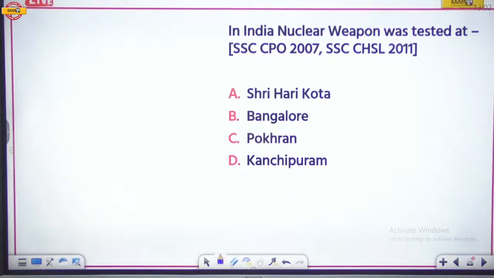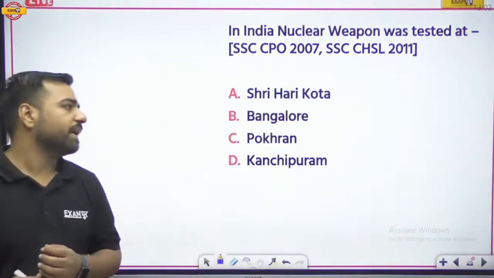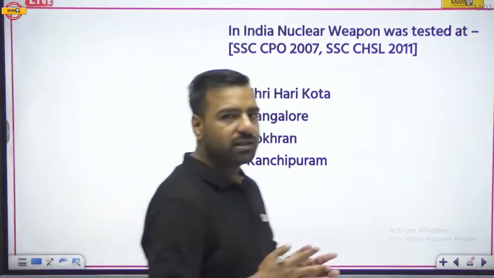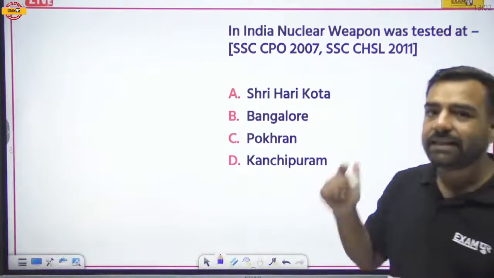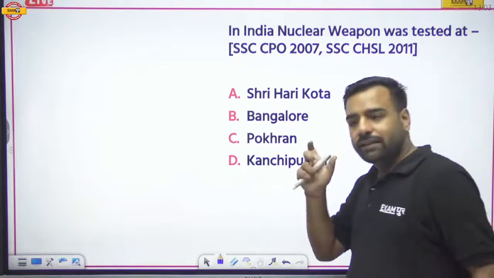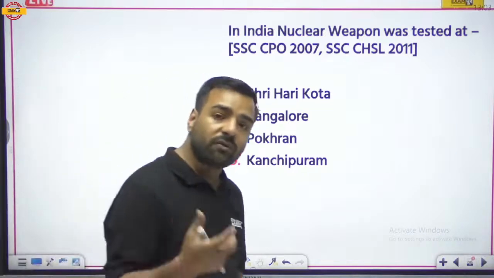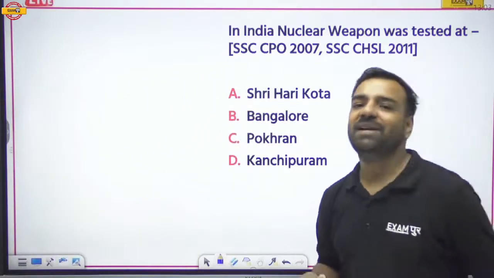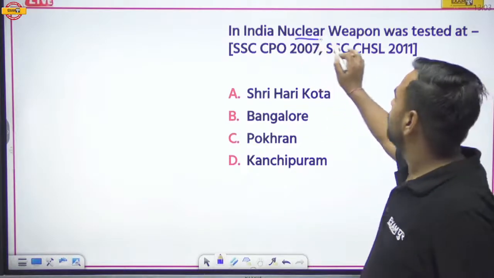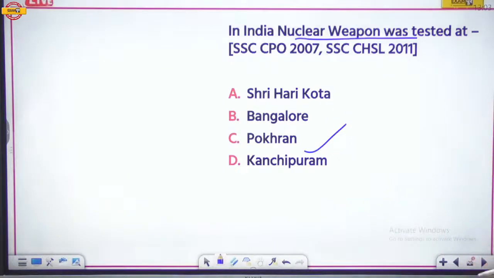In India, nuclear weapon was tested at which location? Was it Sriharikota? Was it Bangalore? Was it Pokhran? Or was it Kanchipuram? If I talk about this nuclear weapons testing, this was done in the 90s, right? At that time, we had Prime Minister Atal Bihari Vajpayee ji. We know about a famous scientist, Dr. APJ Abdul Kalam, right? But I'm not going into the depth. Right now, we must understand this: the nuclear weapons testing was actually done at Pokhran. So option number C is going to be the correct answer.